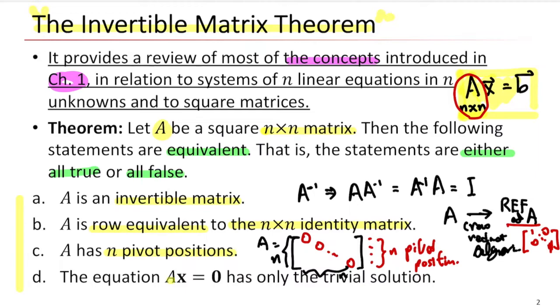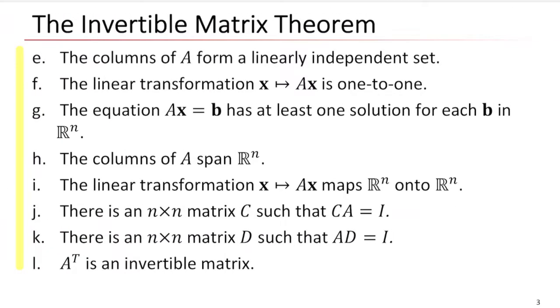Another statement is that the equation AX equals B is a homogeneous system, right? A homogeneous system has only the trivial solution. When does it happen? When X is equal to the 0 vector, right? So the trivial solution means there's only one solution, the vector x being 0. Okay, so this is the statement.